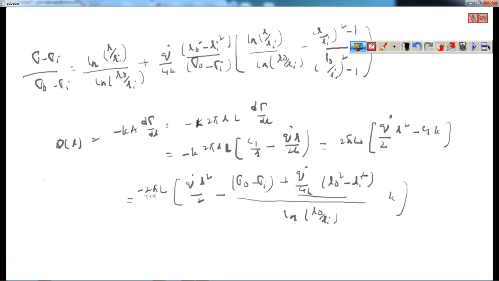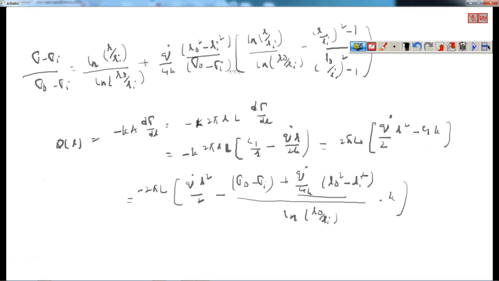When there is no heat generation, this equals 0. When there is no heat generation, q dot by 4K equals 0. Then the equation would become, for the case of no generation, I'll take the cases, right? When there is no heat generation, this equals 0. Therefore, T minus Ti by T0 minus Ti equals ln r by ri divided by ln ro by ri when there is no heat generation.